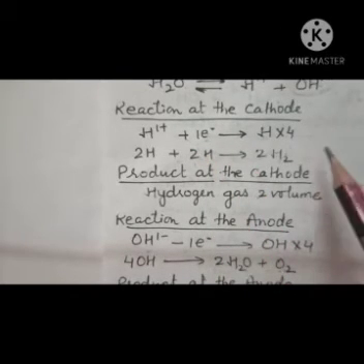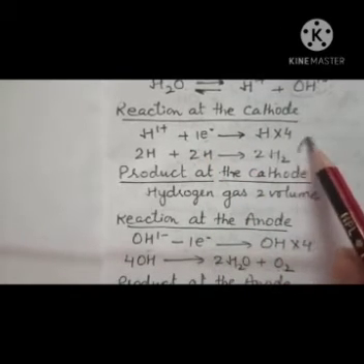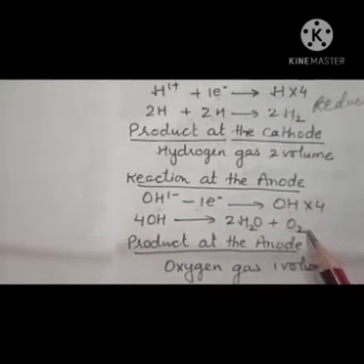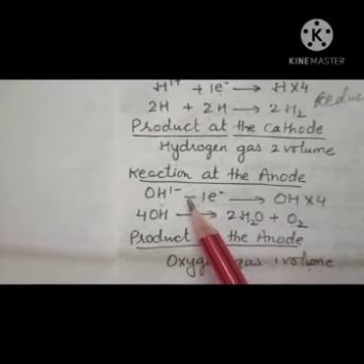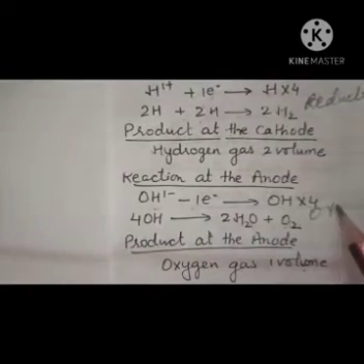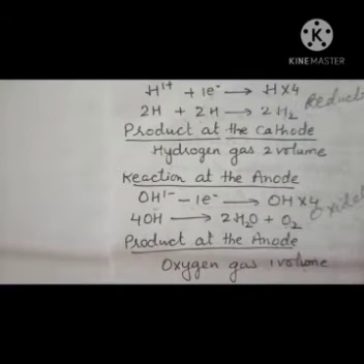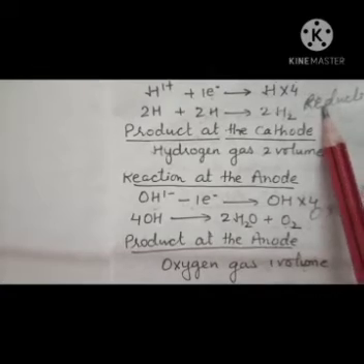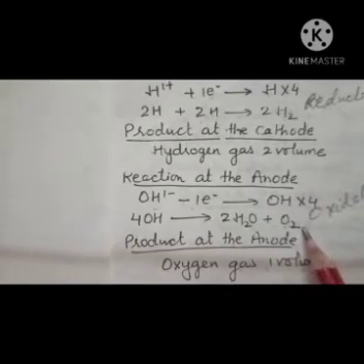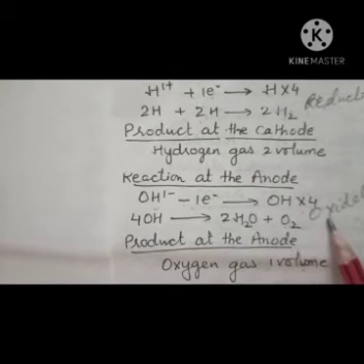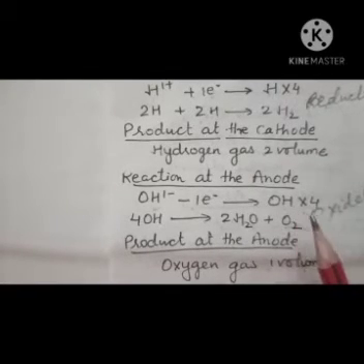So here at cathode, what takes place? Reduction takes place. And at anode, look here, it will lose one electron. So which process takes place? Oxidation takes place. So at cathode reduction takes place, at anode oxidation takes place. That's why electrolysis is a redox reaction.